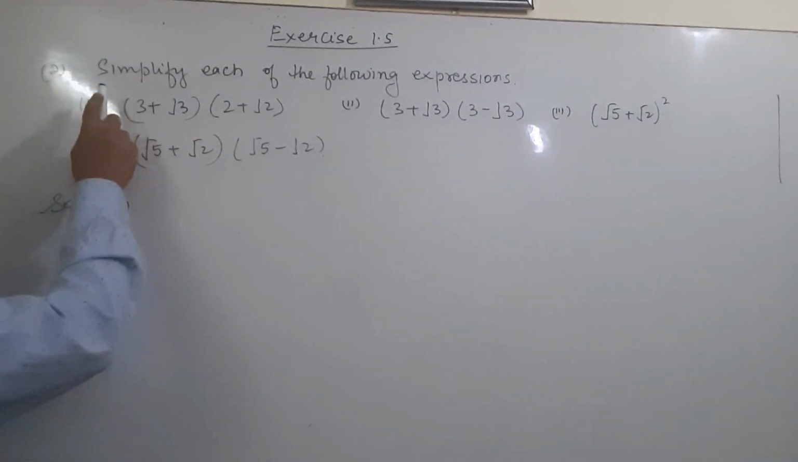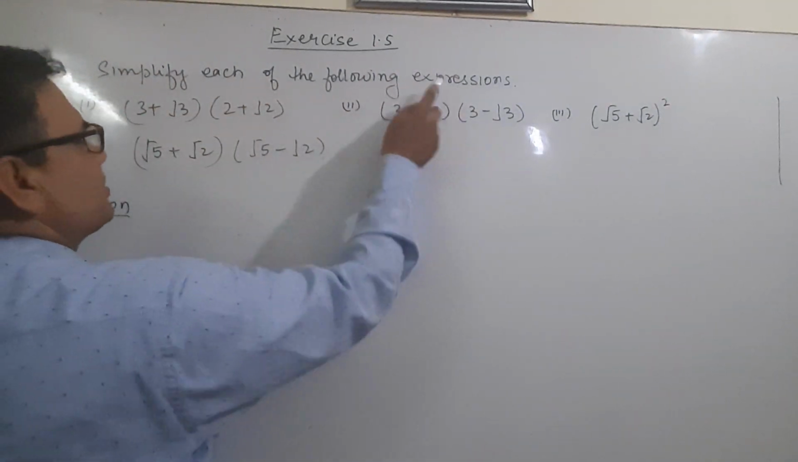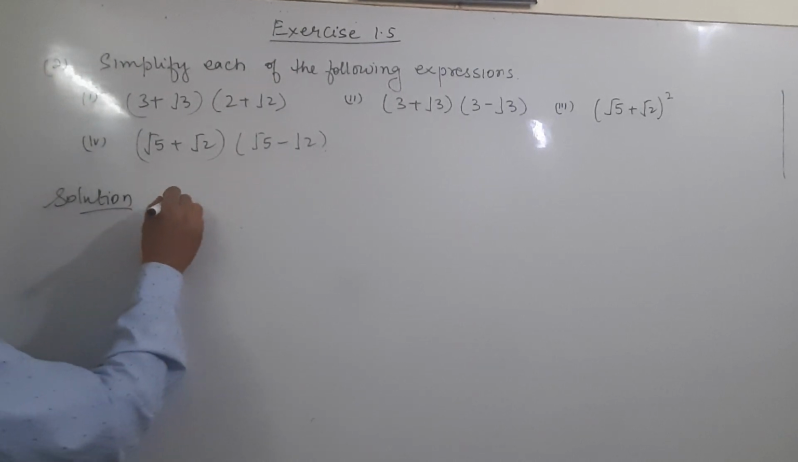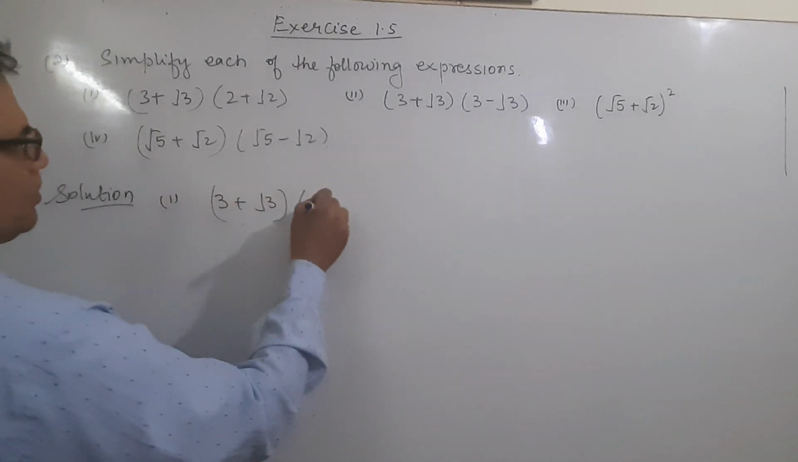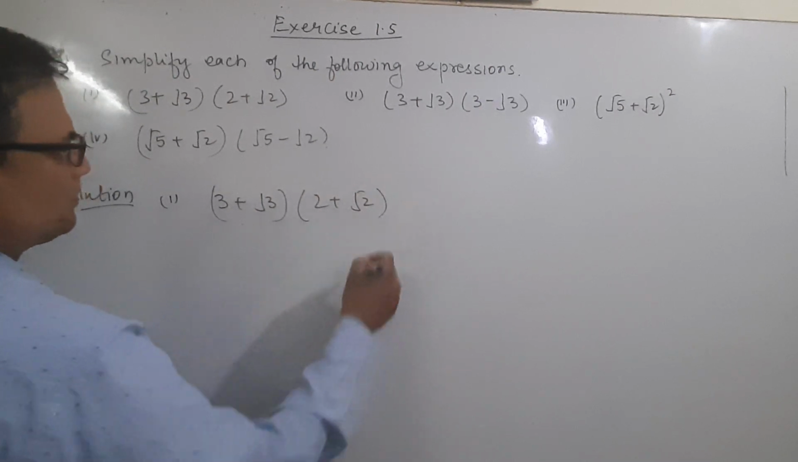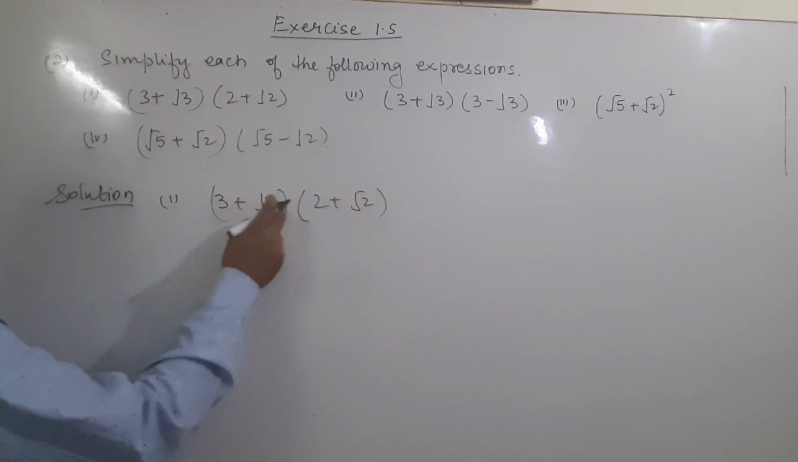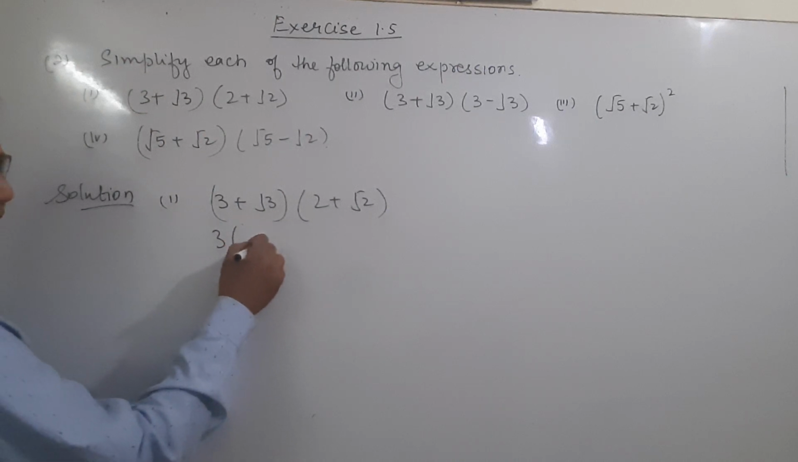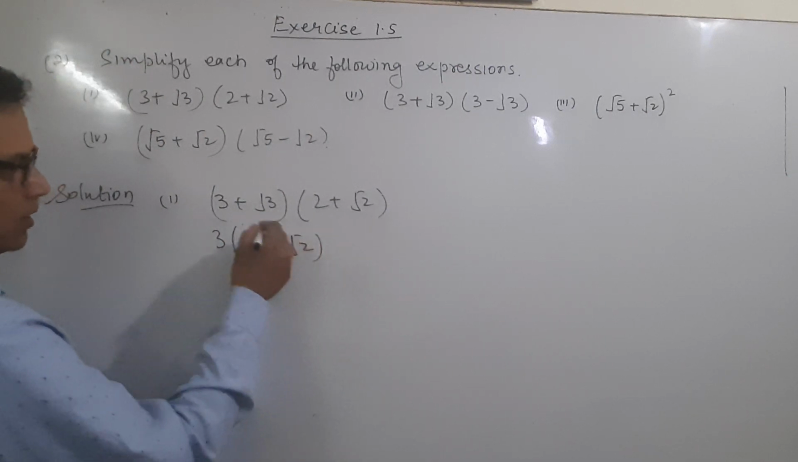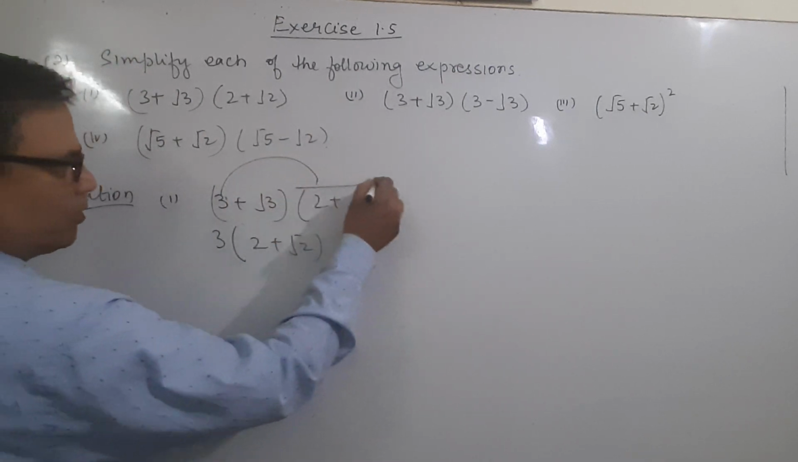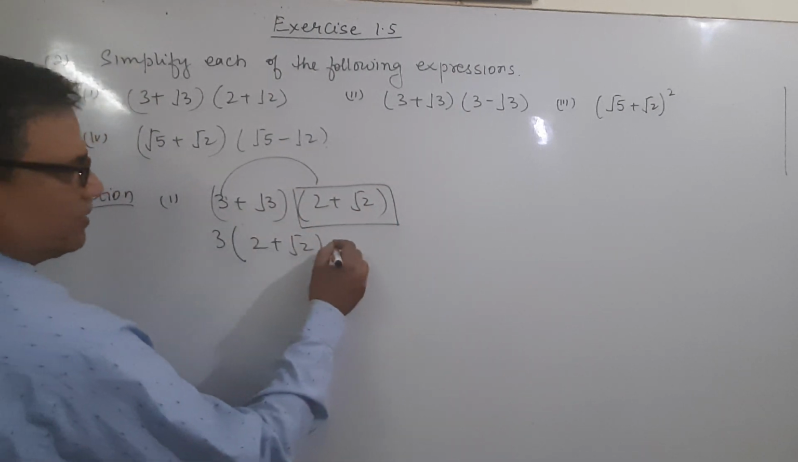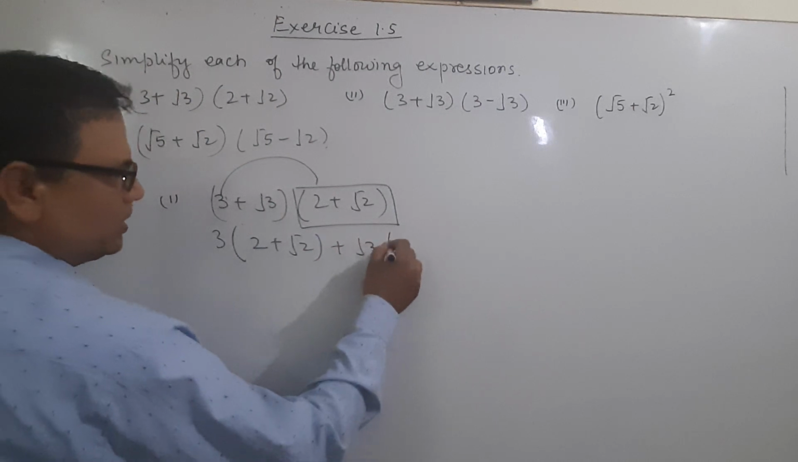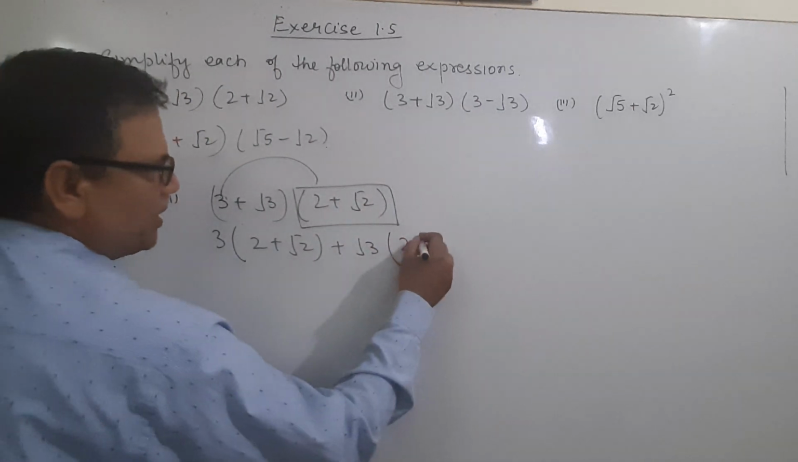Now question number 2. Simplify each of the following expressions. First part. 3 plus root 3 into 2 plus root 2. Open the bracket. 3 into the bracket 2 plus root 2. This 3 is multiplied to the whole. And after this, plus root 3, and this will be multiplied to 2 plus root 2.